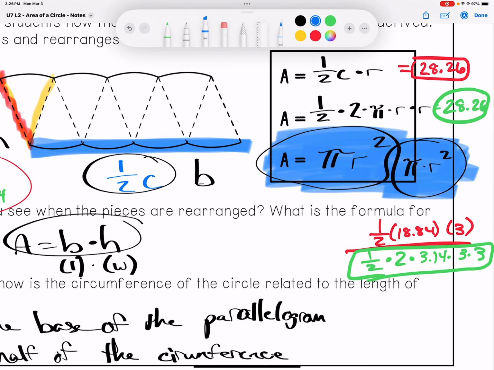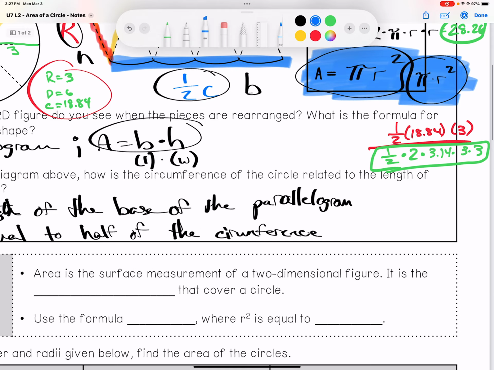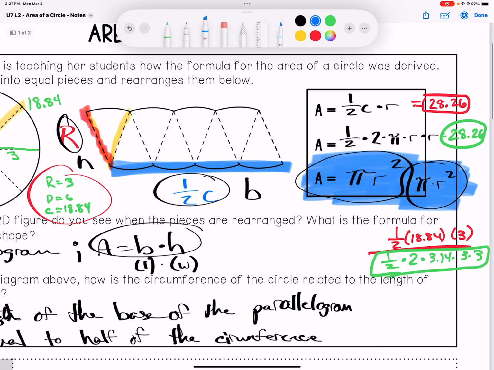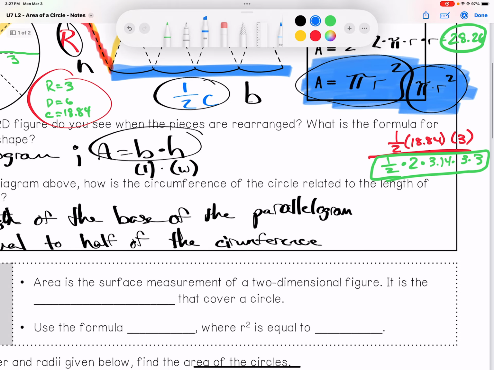Okay, because if you took a circle apart, it's basically the same thing as a parallelogram. So it is base times height. Well, what is the base of a circle? It's half circumference. Height is radius. All right? But all you have to remember is that one in blue, so make a note of that.